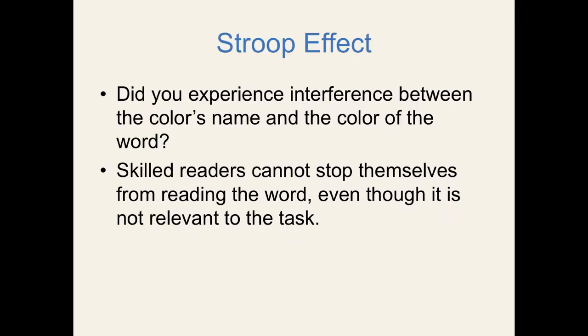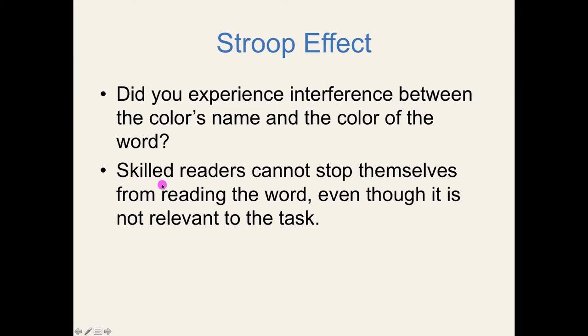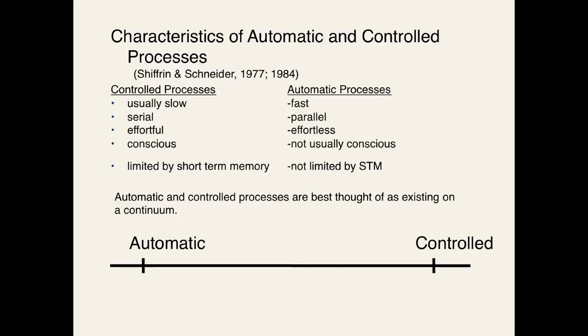So if you experience interference between the color's name and the color of the word, you experience the Stroop effect. The Stroop effect is named after the individual who discovered it a long time ago. Skilled readers cannot stop themselves from reading the word even though it is not relevant to the task. You just can't help yourself from doing it because it's an example of automatic processing.